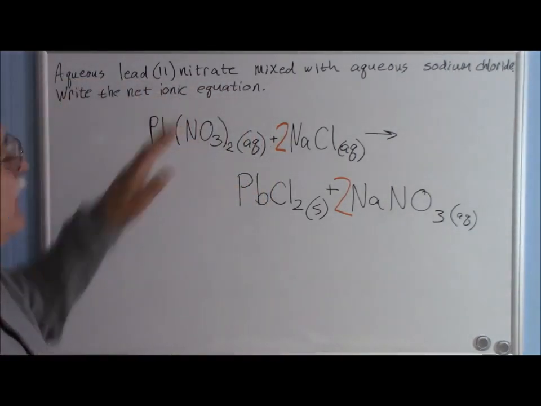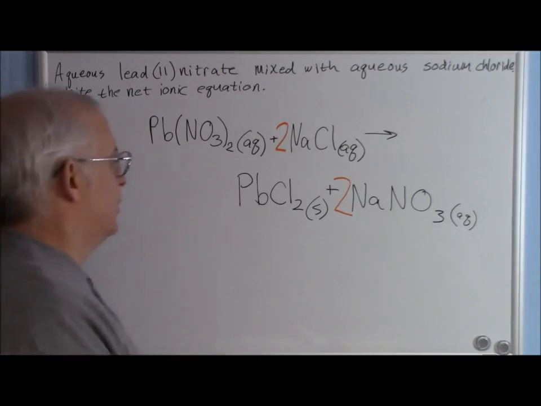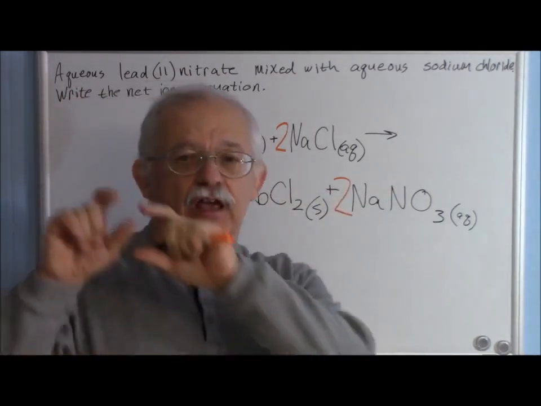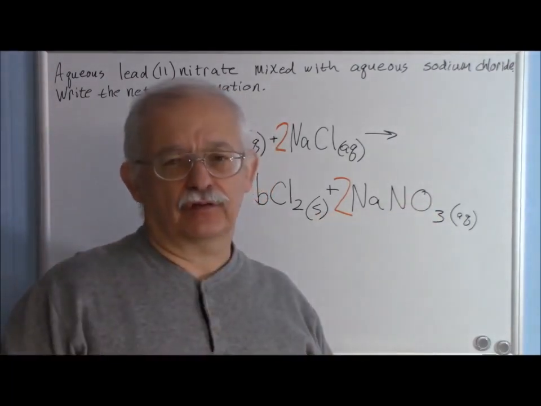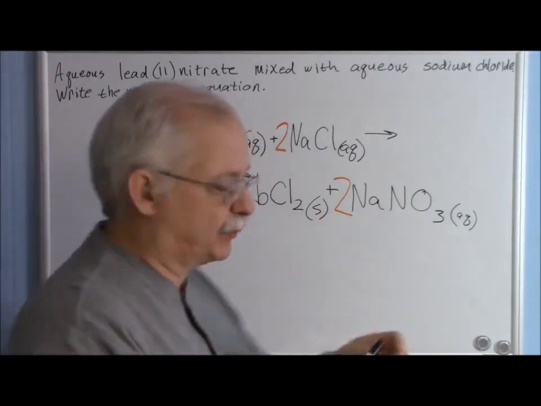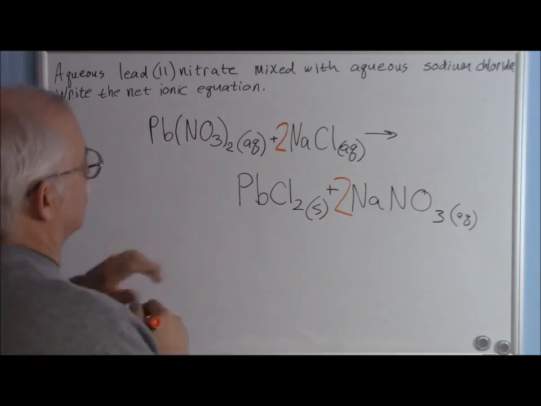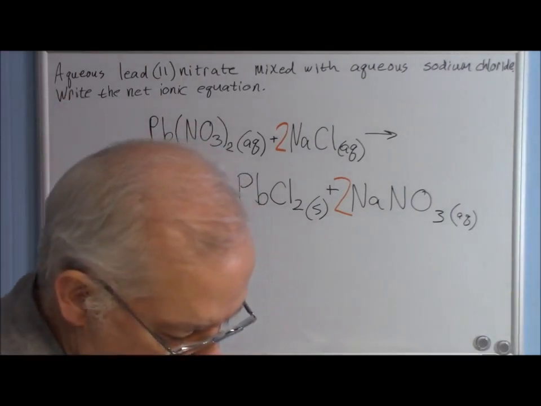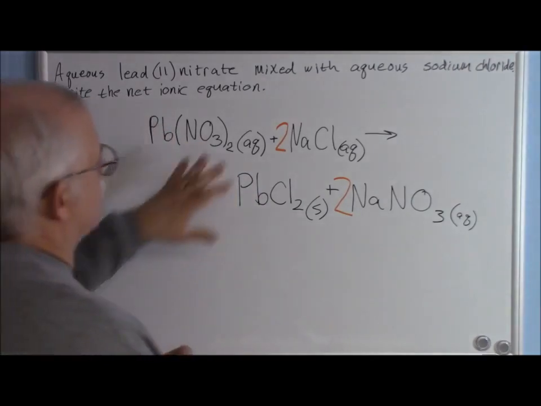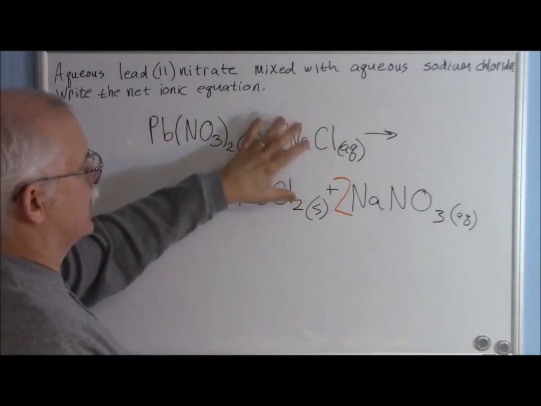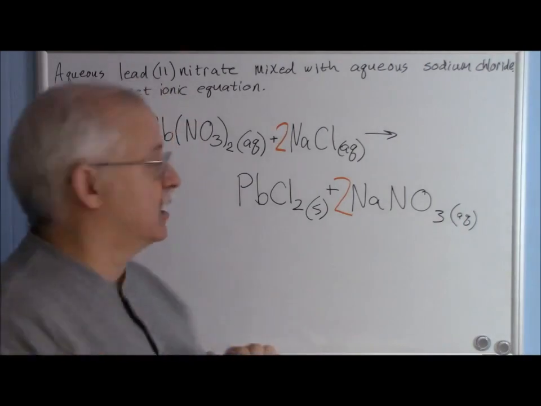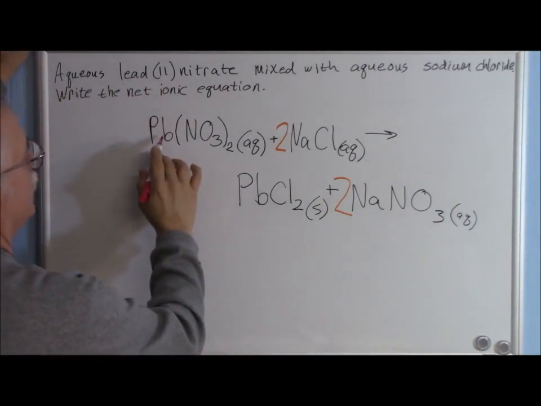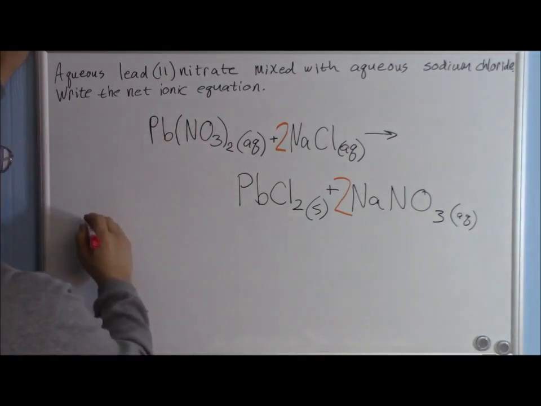But we're asked to find the net ionic equation. So that means we have to take the balanced chemical equation and show all of the aqueous components as their respective ions. So let's go from this. I'll switch colors. Let's go from this balanced chemical equation to a complete ionic equation.